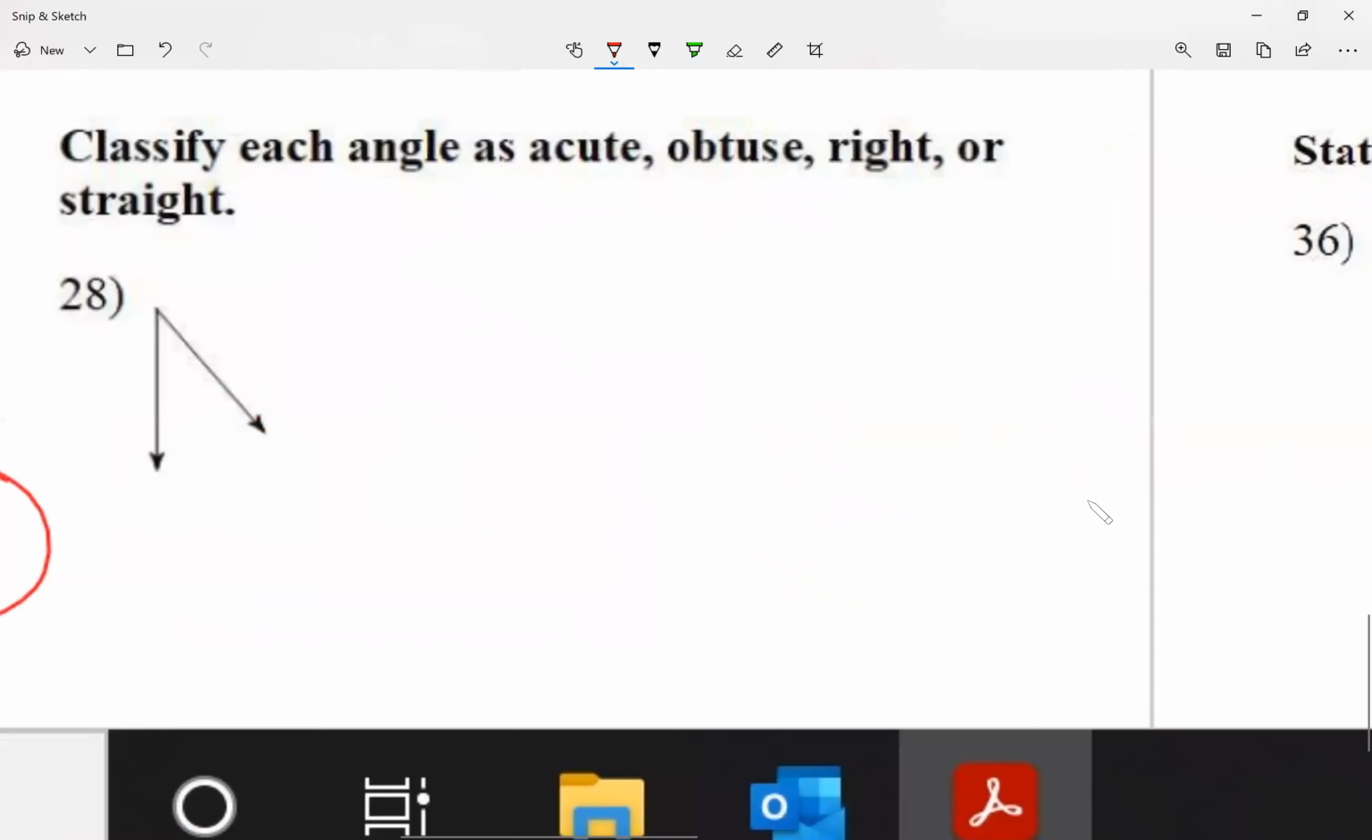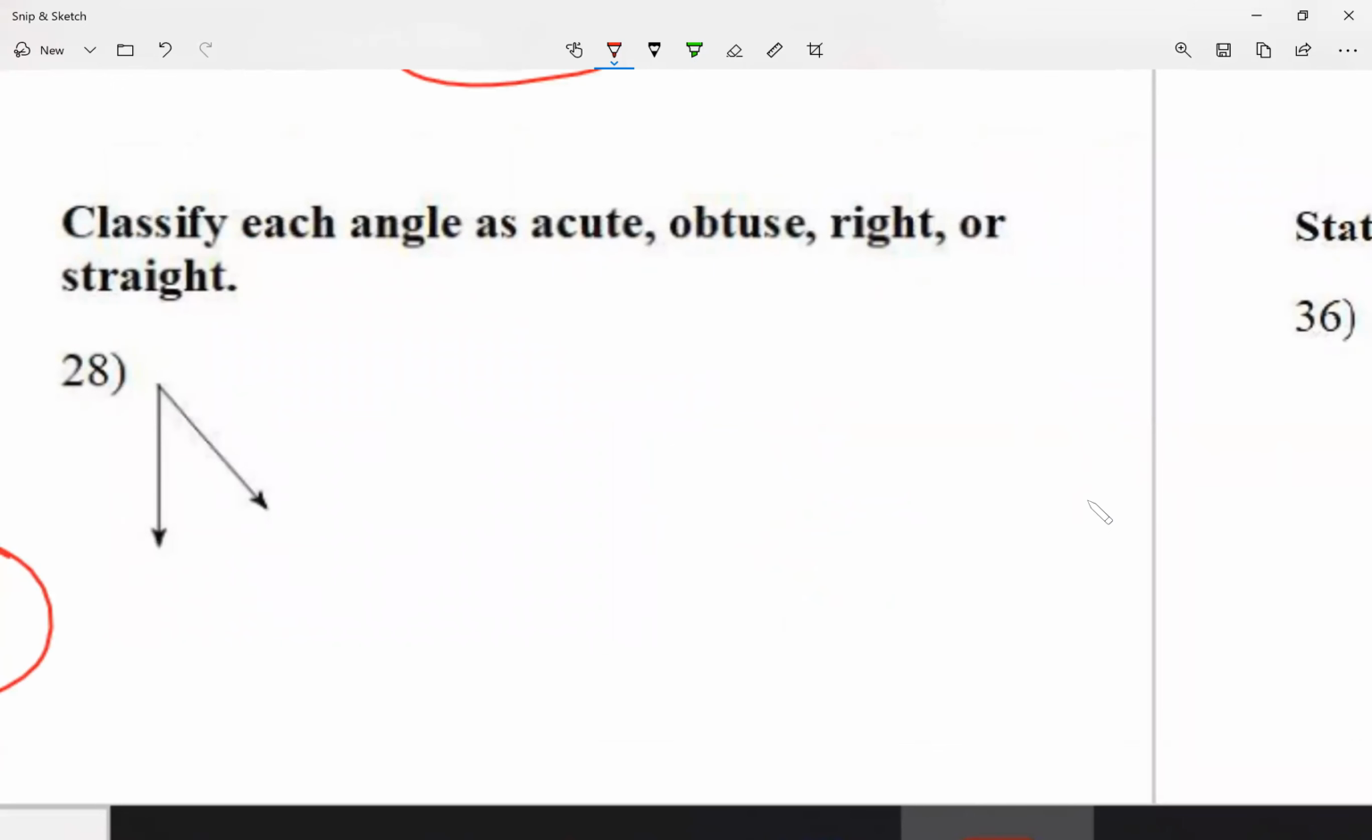Now let's take a look at question number 28. I have to classify each angle as acute, obtuse, right, or straight. The right angle, I know, looks like an L shape. That's a right angle. Now, an acute is less than that. It's less than 90. So imagine an L shape, just close it a little. So something like this. An obtuse angle is more than 90. So imagine 90 degrees, an L shape, open it a little bit more. So something like that. And the straight angle kind of says it all. It should look like a line.